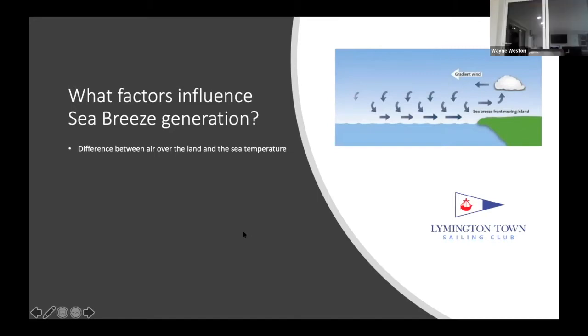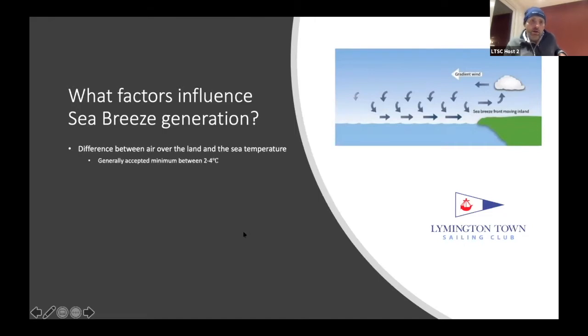So we said the air temperature of the land and the sea temperature. The generally accepted minimum difference is between 2 and 4 degrees. The more you get, the better it will be, the stronger it will be. Then there's the size and the topology of the land mass that the warm air is rising above, and I'll show you that in a bit more detail in a minute.